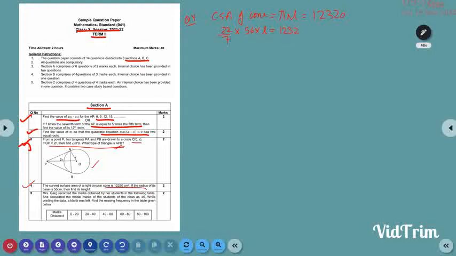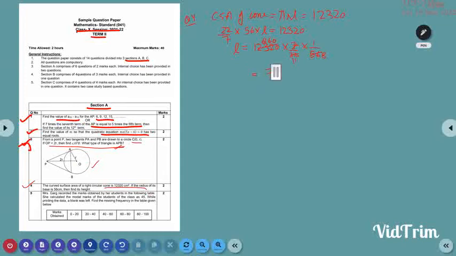And from here, the value of L will be equal to 12320 into 7 upon 22 into 1 by 56. This will be cancelled out. 2, 11, 2, 6, 1, 6, 0. And further it will be cancelled out. And the final answer will come out to be L is equal to 70 centimeter. So L is equal to 70 centimeter. The slant height is 70 centimeter.